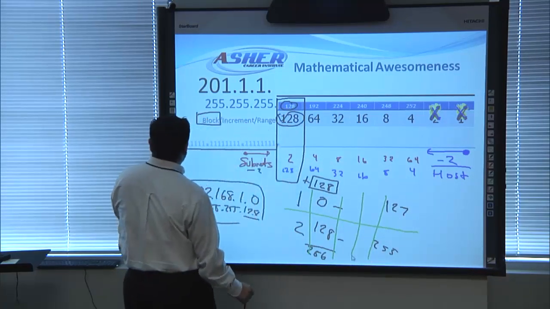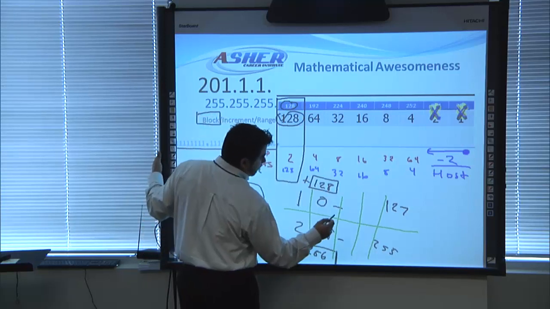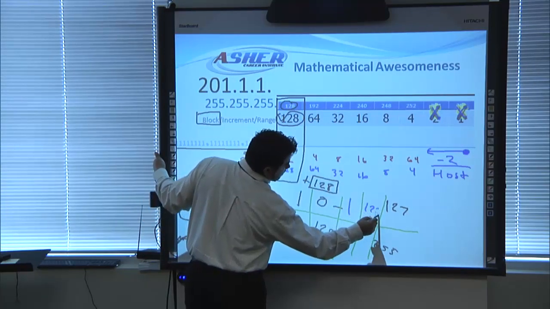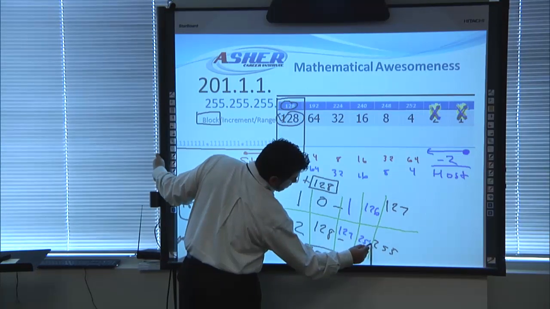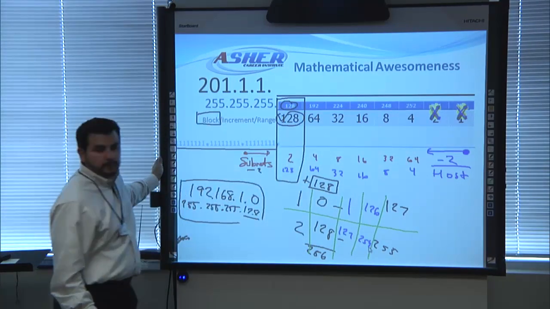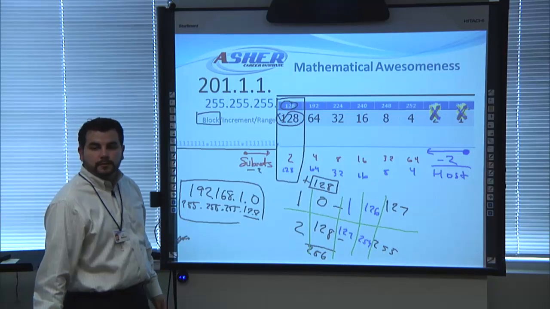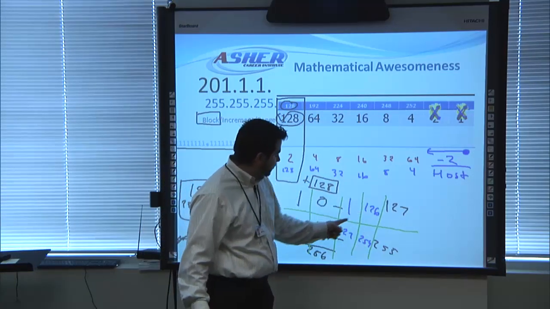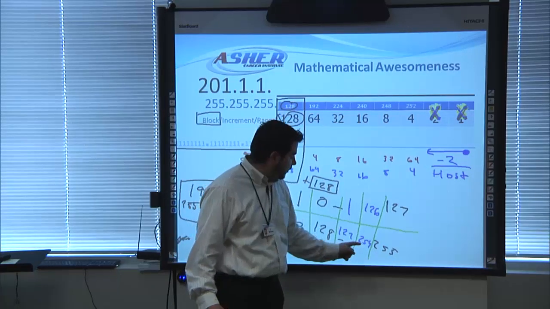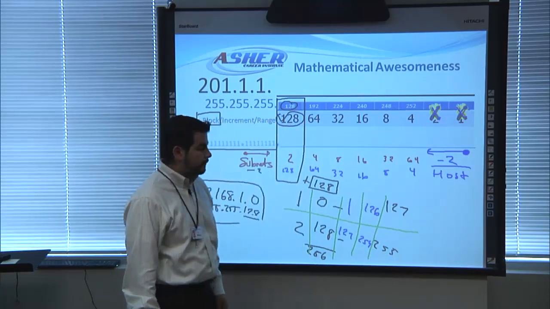Now let's find the available. The availables would be 1 through 126 and 129 through 254. So you've got two groups. The first group is going to have 1 through 126. The second group is going to have 129 through 254.